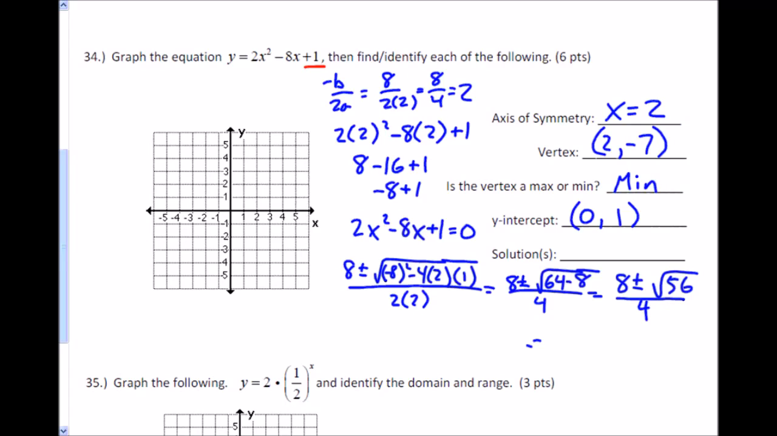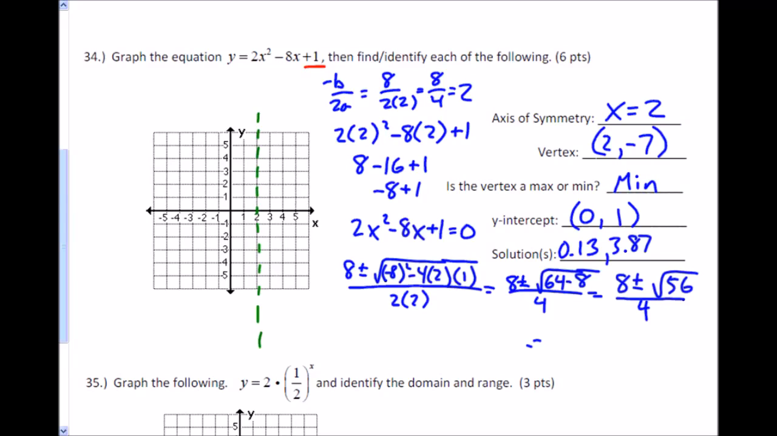So I'm going to plug that into my calculator. 8 plus the square root of 56 divided by 4. So one of my answers is 3.87. And now my other answer, if I plug this back in one more time with a minus sign instead, I get 0.13. Okay, so now I'm going to plot this thing. So axis of symmetry at x equals 2.